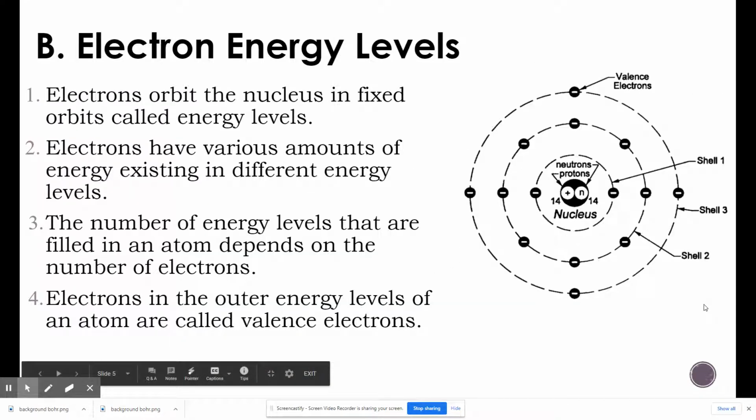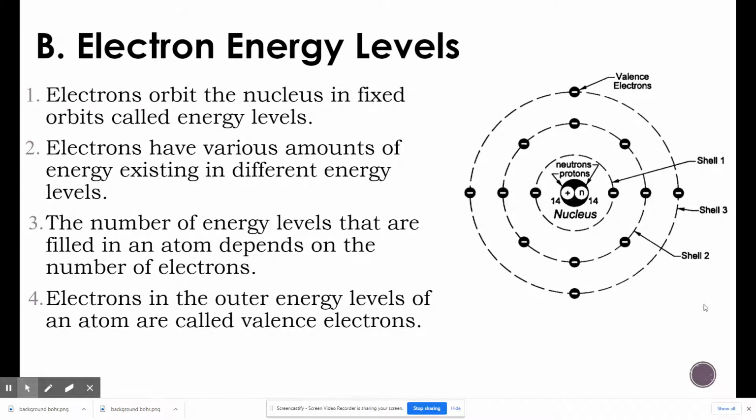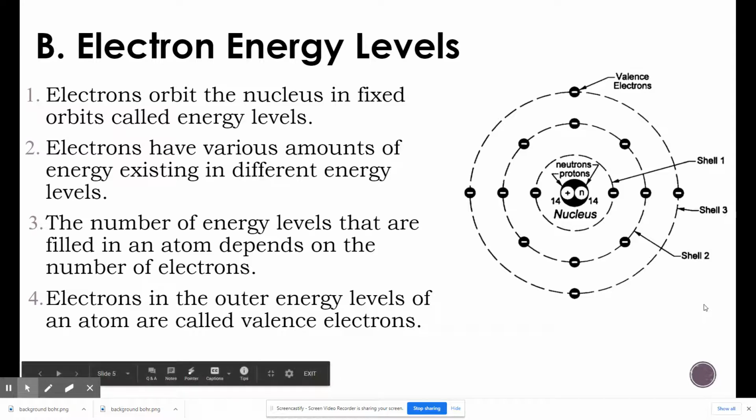Electrons orbit the nucleus in fixed orbits called energy levels. Electrons have various amounts of energy, existing in different energy levels. The number of energy levels that are filled in an atom depends on the number of electrons. Electrons on the very outer energy level of an atom are called valence electrons. So the ones on the outermost level are called valence electrons.